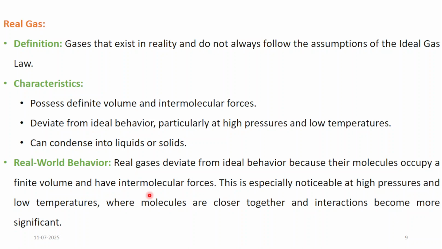Now coming to real gas. What is a real gas? Whatever gases you see around, it may be carbon dioxide, nitrogen, oxygen, helium, whatever you feel outside, they are all real gases. There is no ideal gas. So gases exist in reality. They are all real gases, and they don't follow the assumptions made for ideal gas laws. The main characteristics are that they possess definite volume and intermolecular forces of attraction. It may be attraction or repulsion, but they have intermolecular forces. They have definite volume.